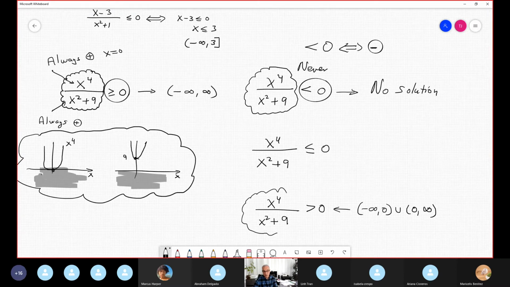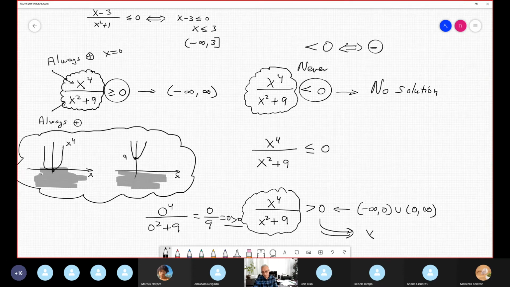Because in 0, this guy is always positive. Okay, we have solution except in 0, because 0 is 0 to the 4th power divided by 0 to the 2nd power plus 9. This is 0 over 9, which is 0, and 0 is not greater than 0. So you exclude it from the solution. So this is equivalent to say no 0.